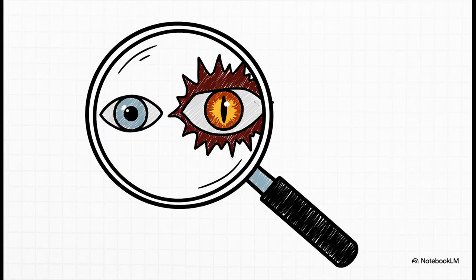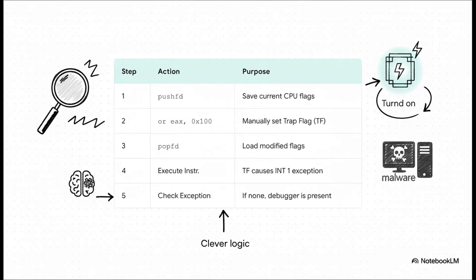Okay, so we've seen the malware spot our traps, we've seen it freak out when it knows it's being watched, but the most mind-bending trick of all is when it uses the analyst's own tools against them. Okay, stick with me here, because this is brilliant. There's this thing in the CPU called a trap flag. It's a feature designed specifically for debuggers to let them step through code one instruction at a time.